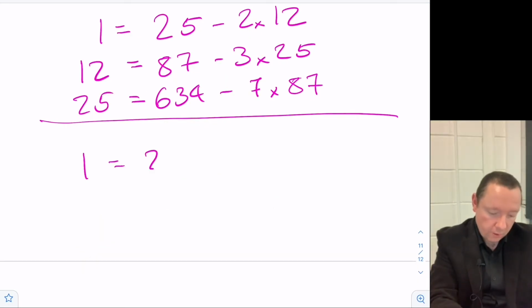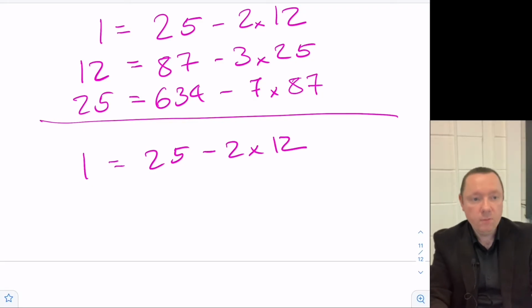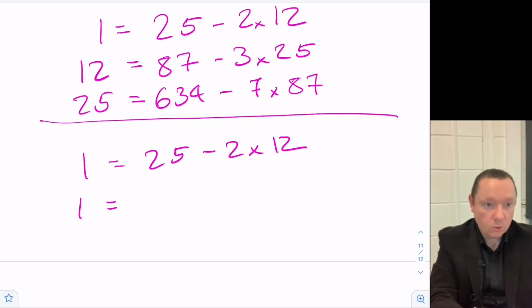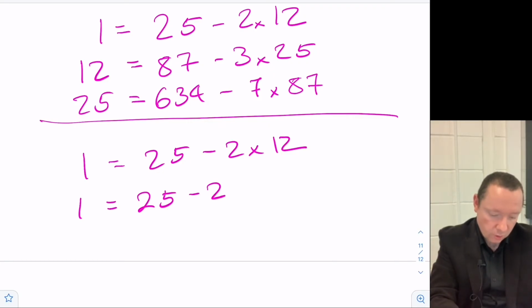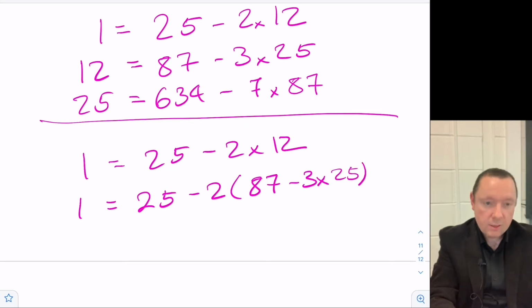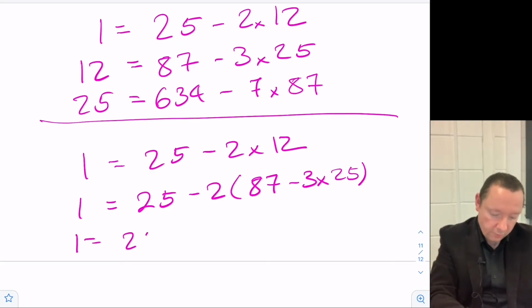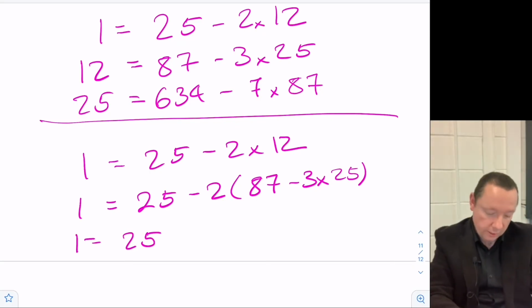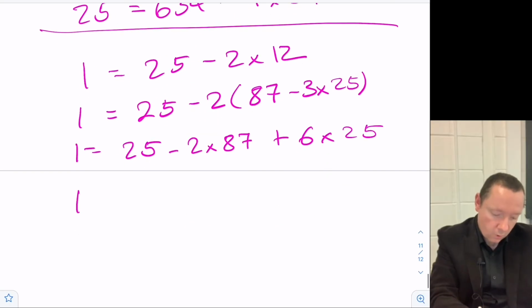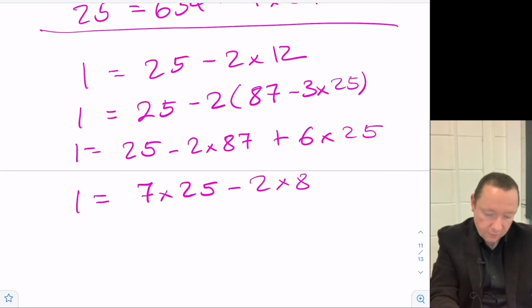So we've got 1 equals 25 minus 2 times 12. So we're going to substitute 12 in now. So 1 equals 25 minus 2 times (87 minus 3 times 25). And we'll tidy that up as we go. So that means that 1 equals 25 minus 2 lots of 87 plus 6 lots of 25. So 1 is 7 lots of 25 minus 2 lots of 87.